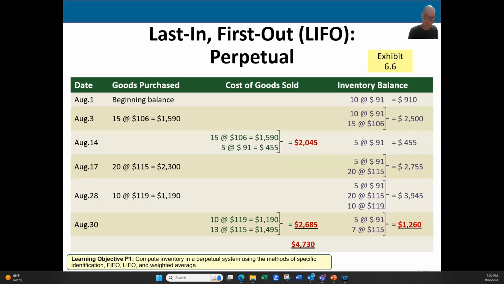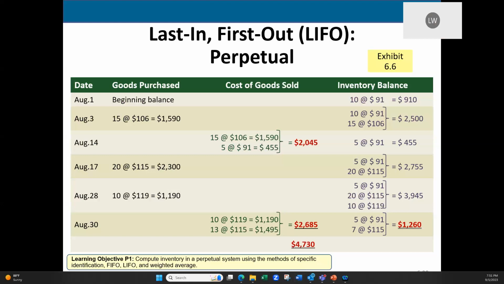And looking at the ending inventory balance, I got 7 bikes remaining from the August 17th purchase. Okay. I got 5 bikes remaining from my beginning balance. You see? Inventory balance 1,260. Total cost of goods sold for the month, $4,730. Makes sense?